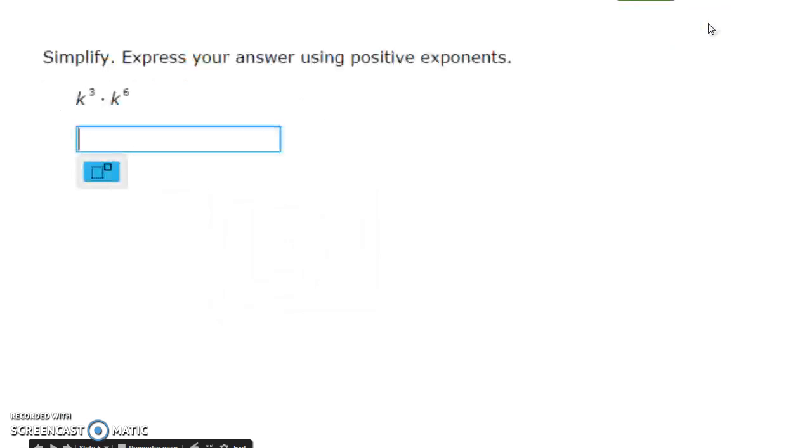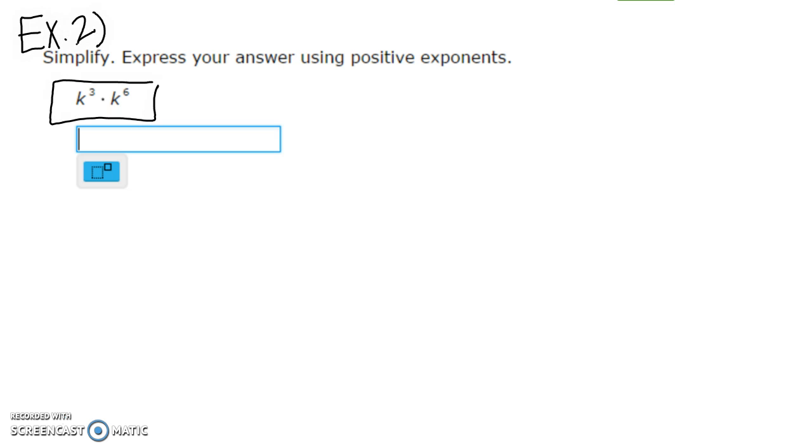All right. Here, we don't see any coefficients. We just see k to the 3rd power times k to the 6th power. On your own, I want you to call this example 2. I want you to copy the problem and work it out on your own. Hit pause, and when you're ready to check your answer, hit play.